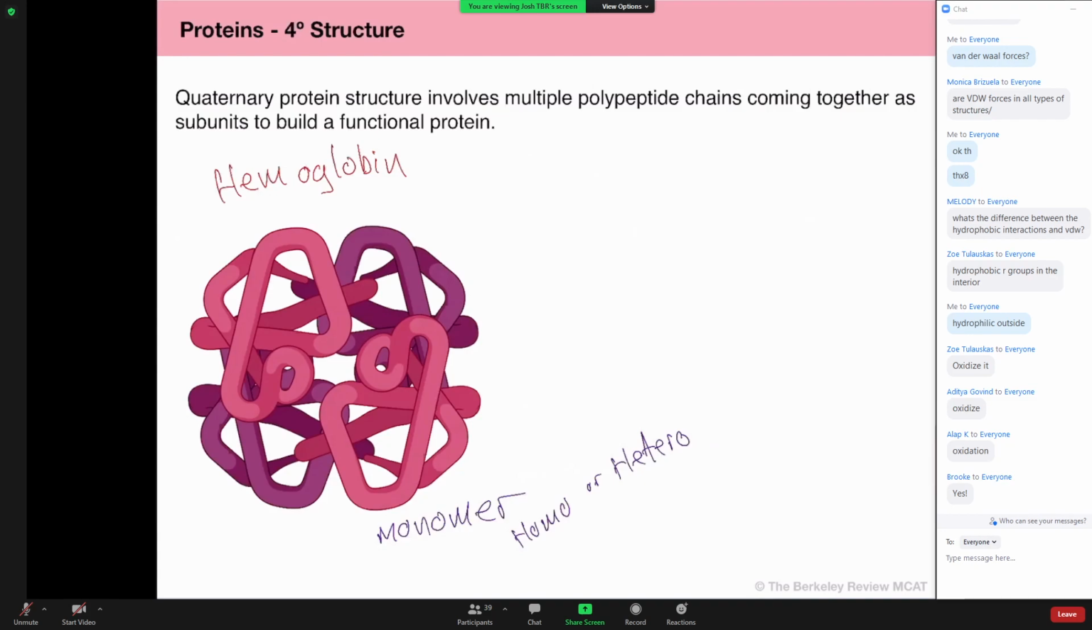And this has 4 subunits, and 2 of them are homo and 2 of them are hetero, right? So these are going to be the same, and then these ones are going to be the same. Okay, so it's a tetramer. Heterotetramer is hemoglobin.